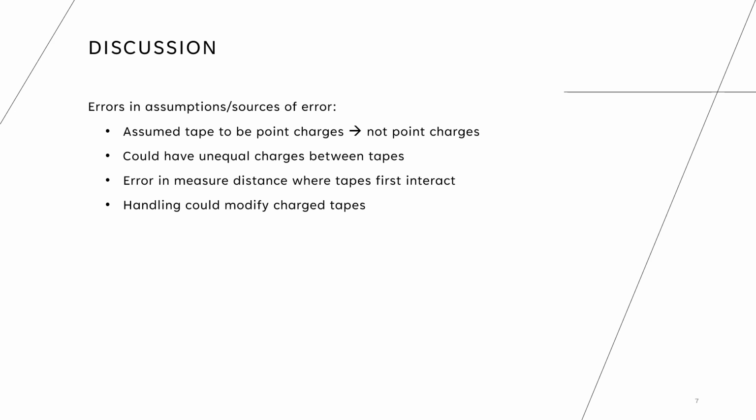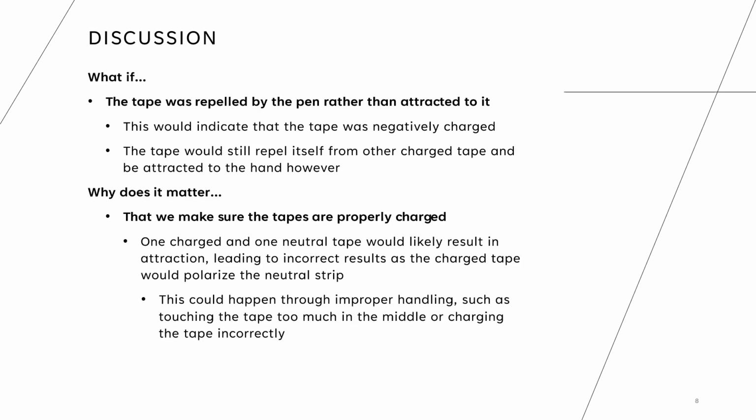So the errors and assumptions, or the sources of error for this experiment, are: I assumed the tape to act as a point charge, but it's actually not a point charge. So this could lead to some degree of error. Also could have unequal charges between tapes, error in measured distance where tapes first interact, or handling could modify the charged tapes, such as if I touched the middle by accident.